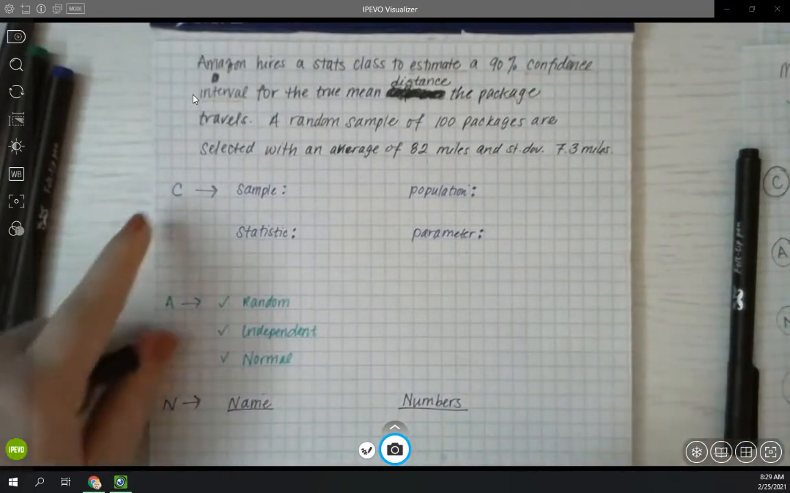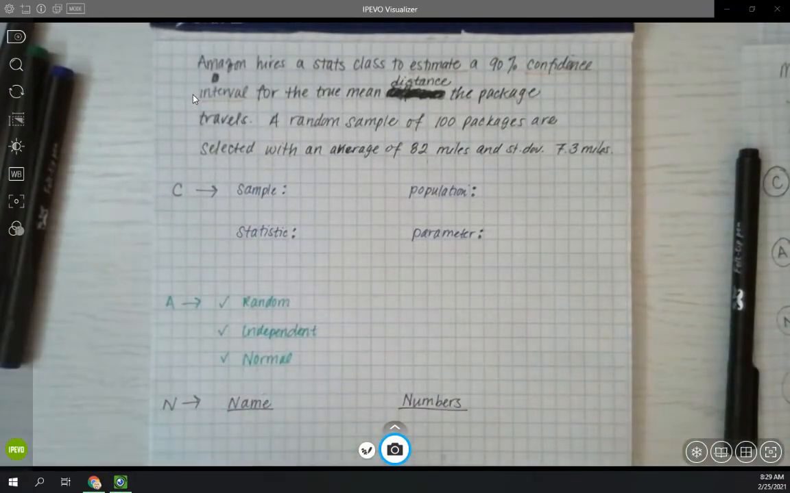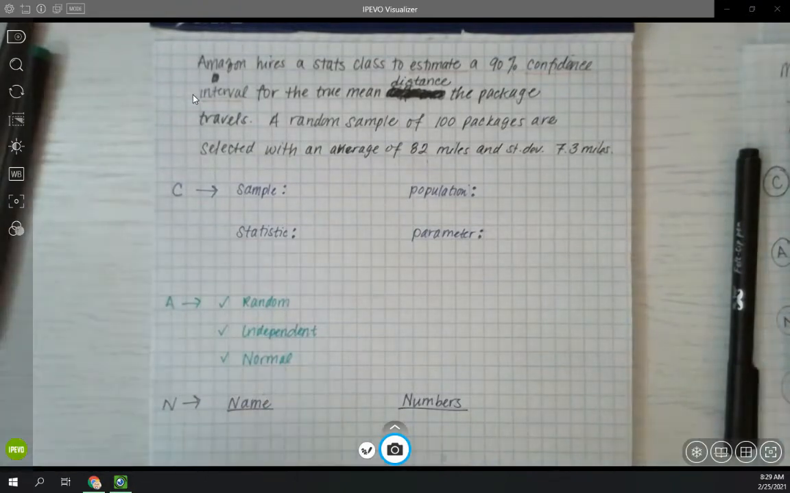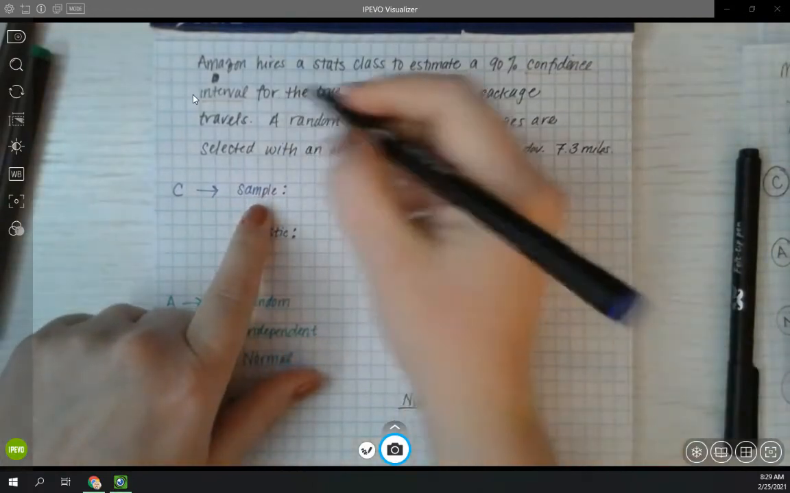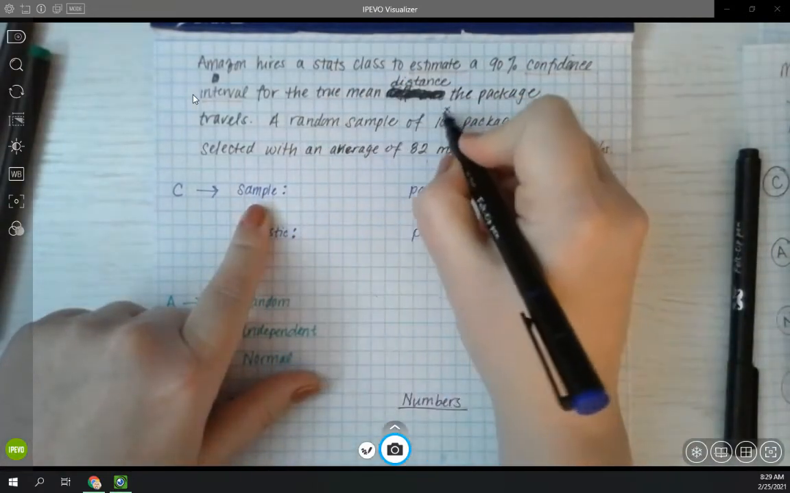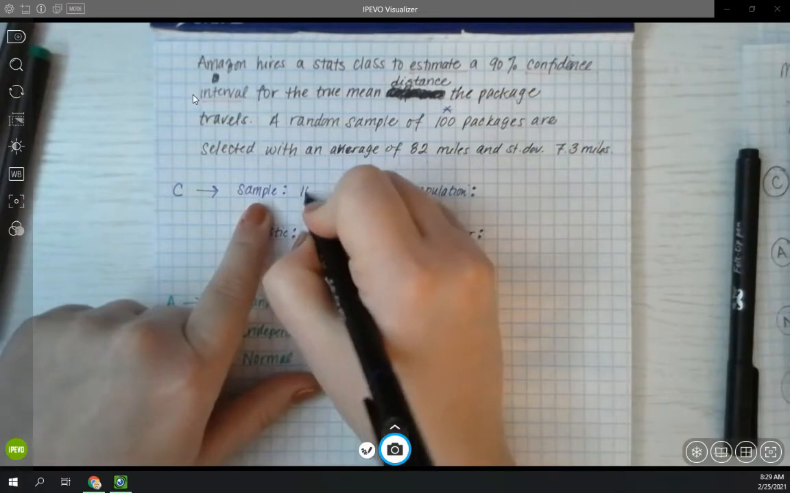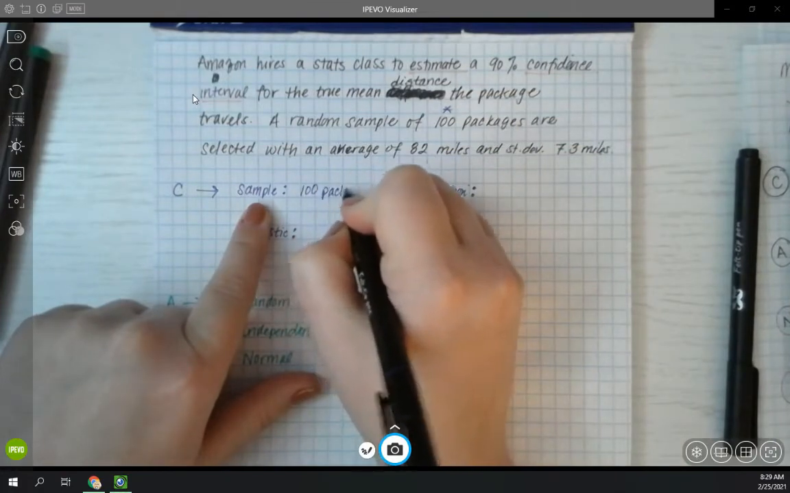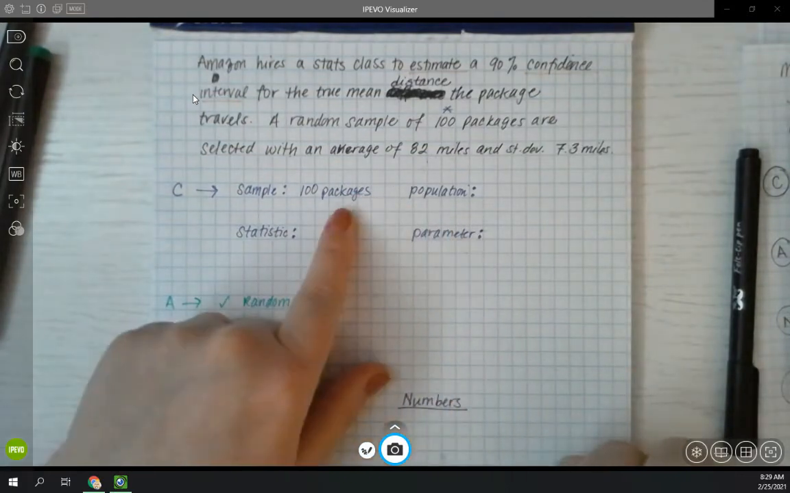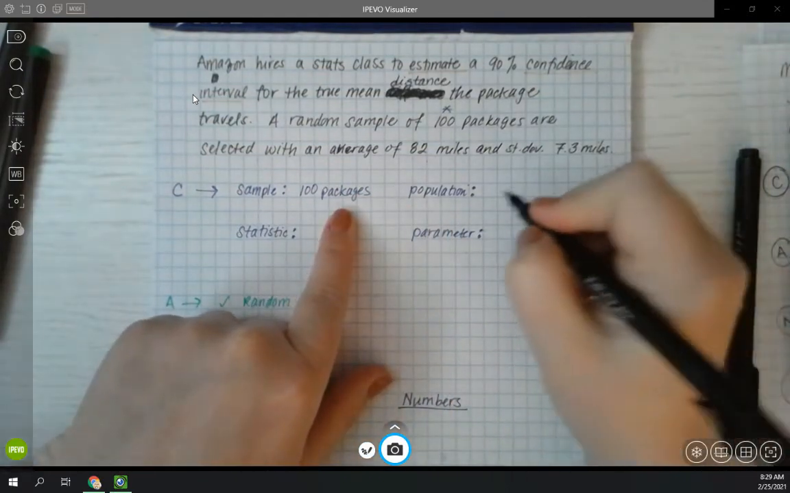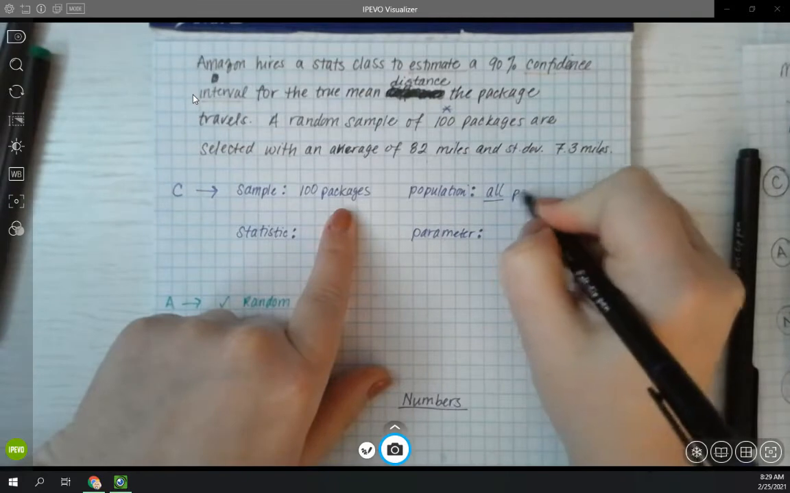So I'm going to start out by doing the confidence information. The sample is going to be a specific number. So I'm looking for how many were in my sample. I'm going to be looking here, a random sample of 100 packages, which means my population is not a number, it is all packages.